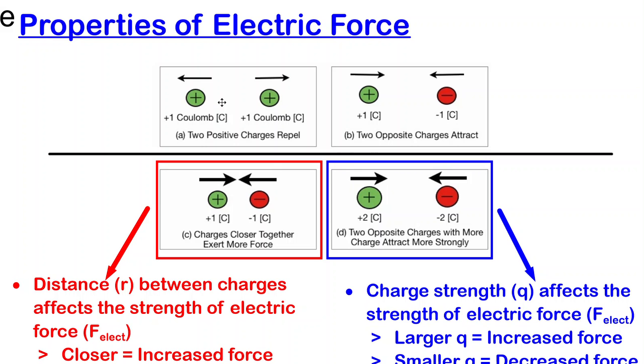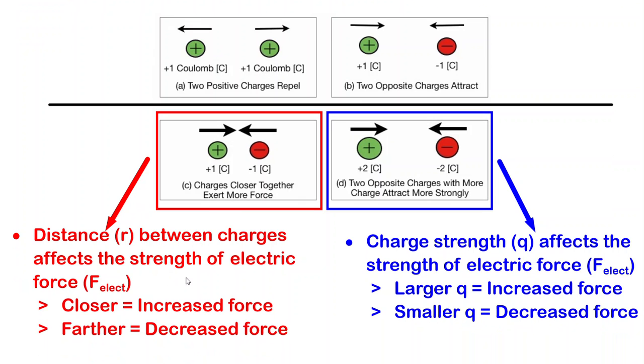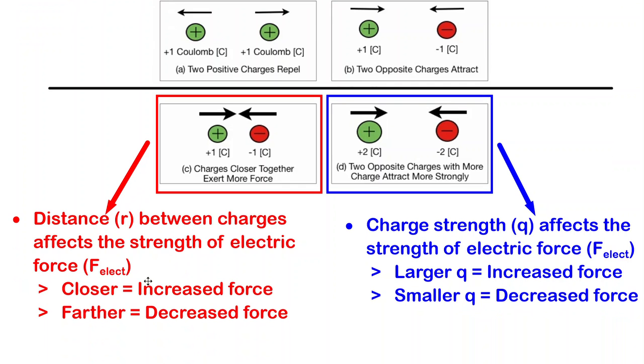That being said, if I had two positive charges and they were 50 meters apart, they're barely going to push on each other at all because they're so far. So distance is an inverse relationship. So important to understand this. It is an inverse relationship. So as distance increases, force decreases. Charge, on the other hand, is a direct relationship.